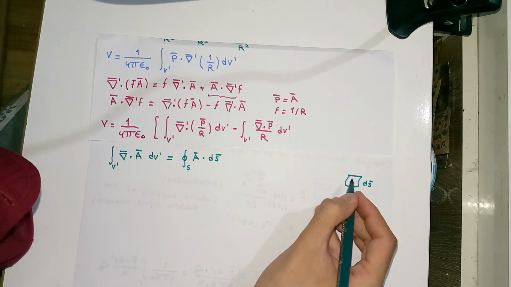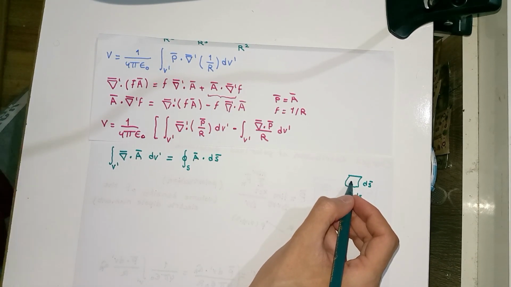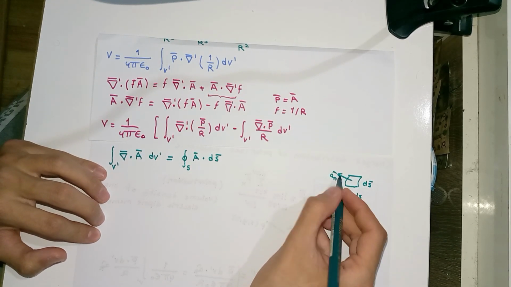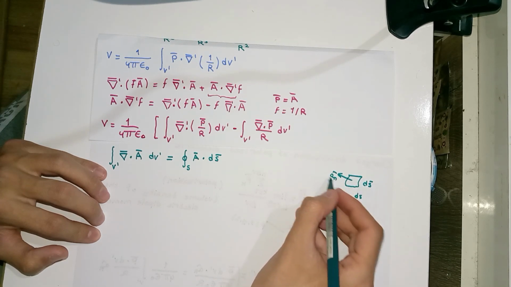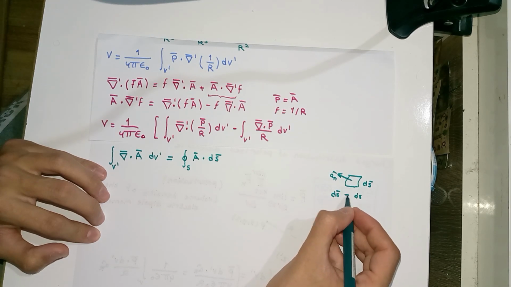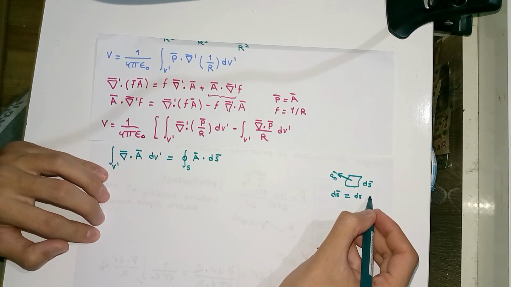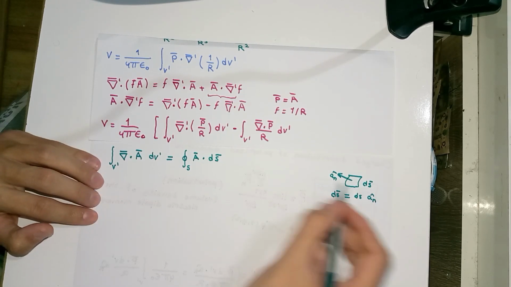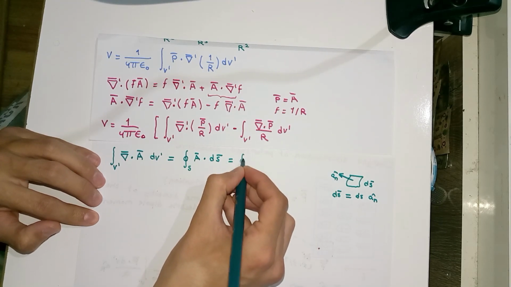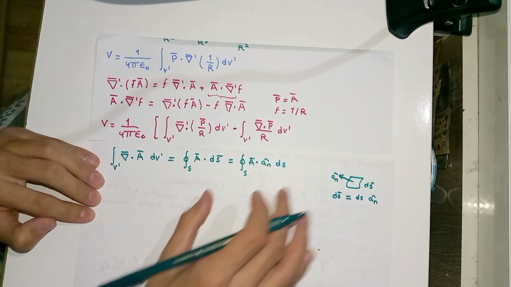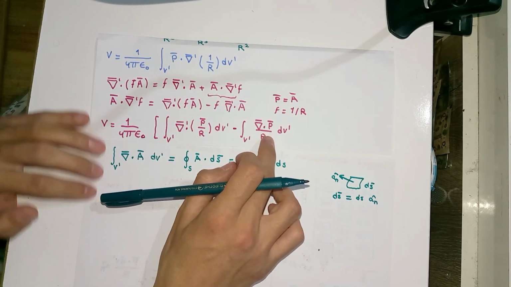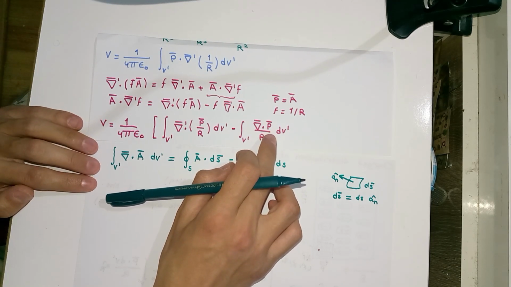The direction of this vector is normal to the surface, a sub n, which is the normal unit vector. So the vector dS is equal to dS, which is the area, times a sub n, the unit vector. Therefore I'm going to rewrite this in this form. Now I'm going to apply the divergence theorem that I expressed over this left term, and we are going to have this.